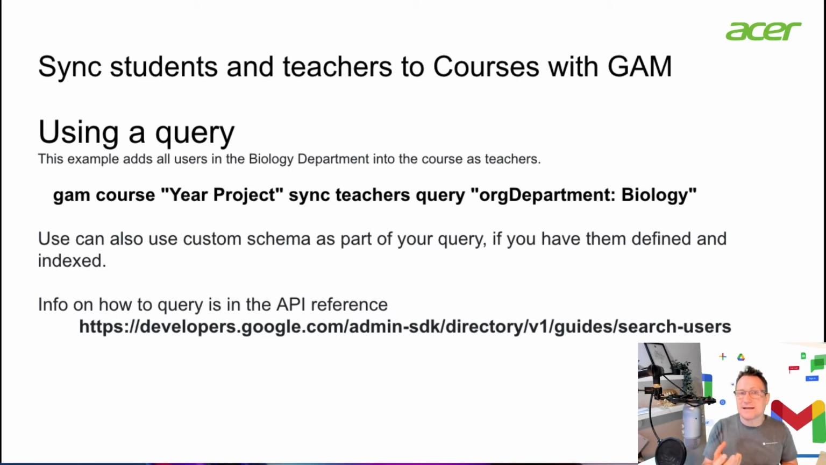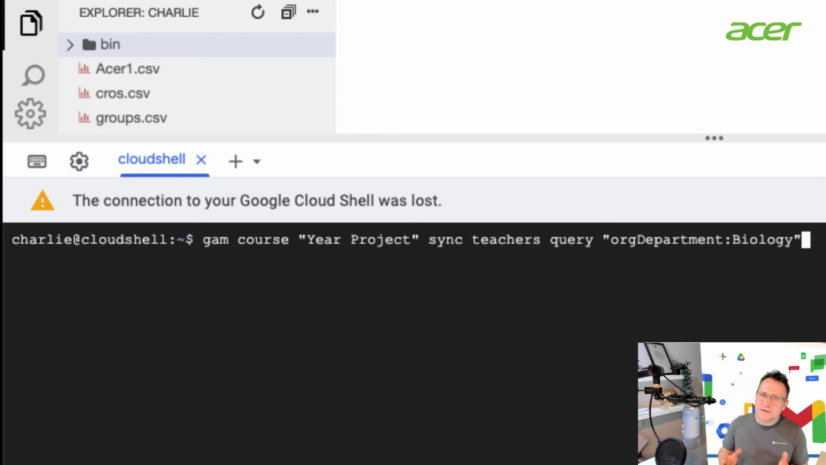And as long as you index those attributes when you create them, you'll also be able to use them in a query and pull that information out of the admin console to use it to, for example, sync users into classes. So I'm going to sync my teachers here from where my teacher has a department in the record that says biology. I've typed in the command, which is GAM course, my course alias year project, sync teachers, and then I said query, and then inside quotes, a key value pair. So org department is the key and biology is the value that I want to find.